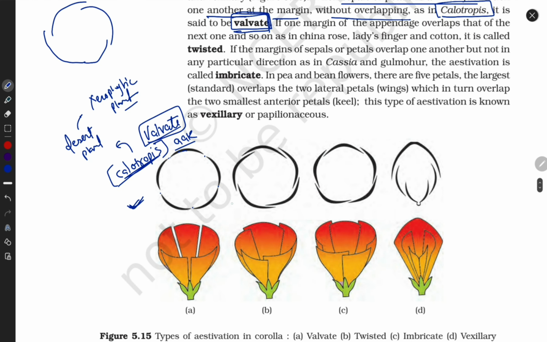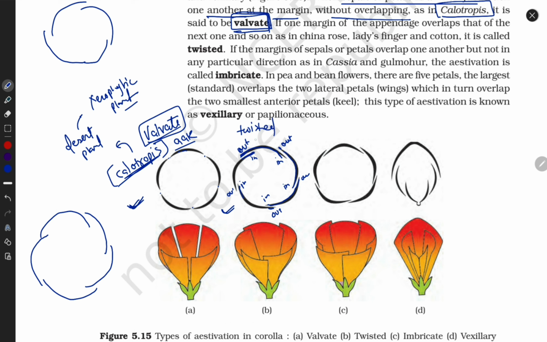Now next is twisted. Look at here. They overlap each other. One end is out. I'm writing here: out, in. If one petal or one sepal is outside, then its other end goes inside. Its starting is outside and its ending is inside. Now clear? Outside, inside, outside, inside, outside, inside. This arrangement is what? Twisted. Yes or not?